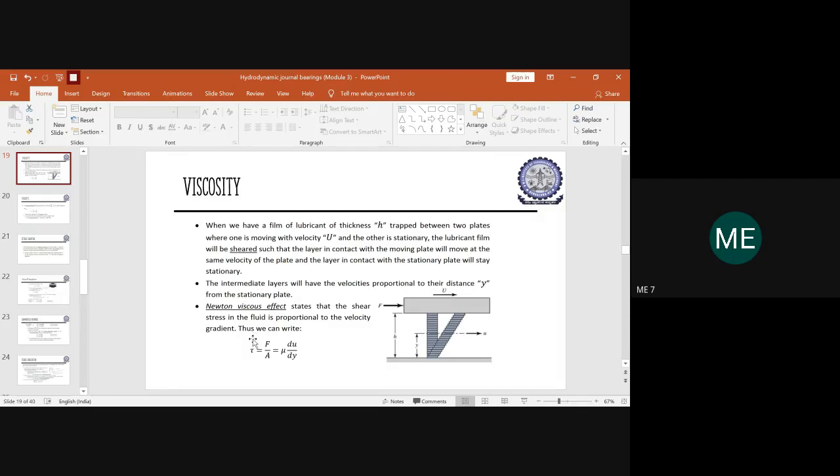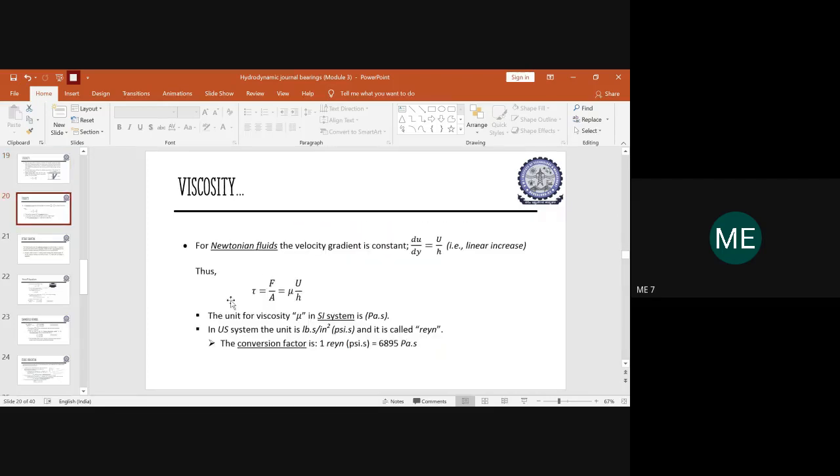If you have a constant velocity gradient, then as per the Newtonian fluid, you have to go with this equation for the shear stress. And viscosity is represented by mu. In the SI system, this is the unit you have to follow, Pascal-second. In the US system, you have a different unit, and for that we have a conversion factor also, but usually we go with the SI system. So this is about how to get the equation for the shear stress with respect to Newtonian fluid. This you have to understand.